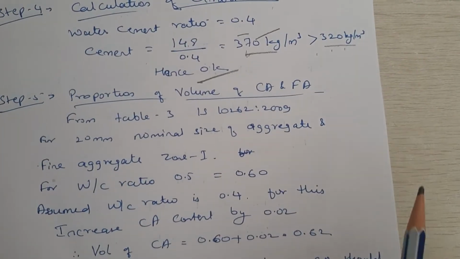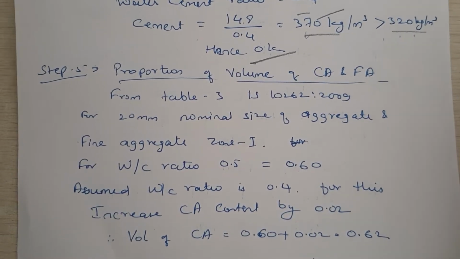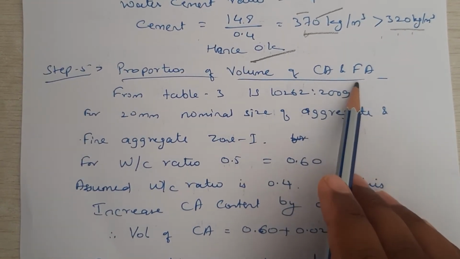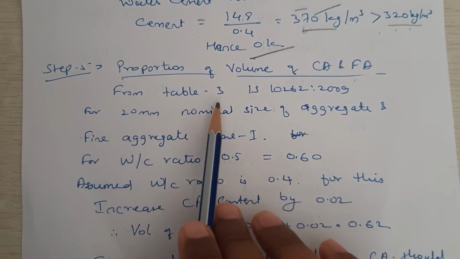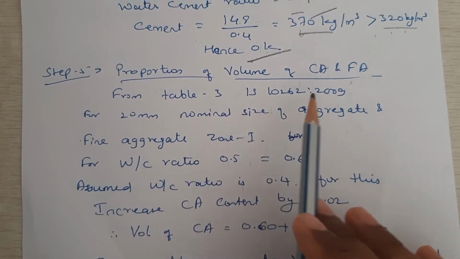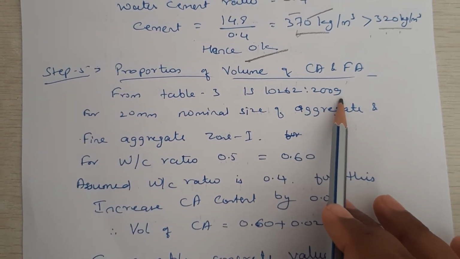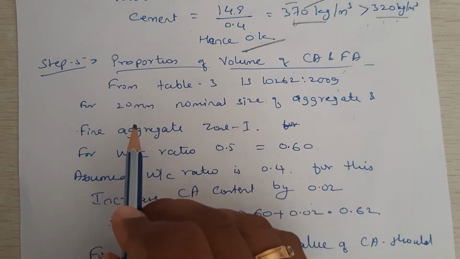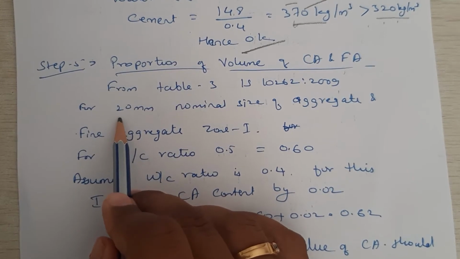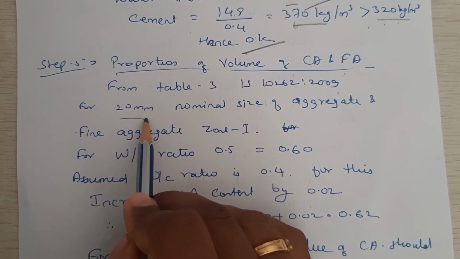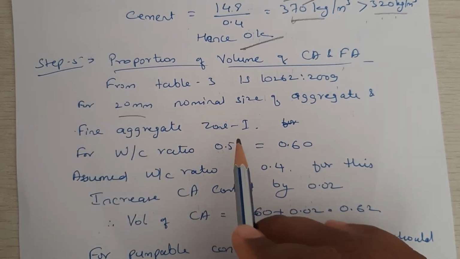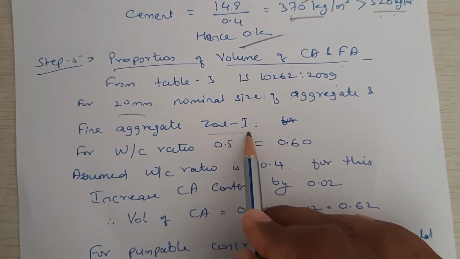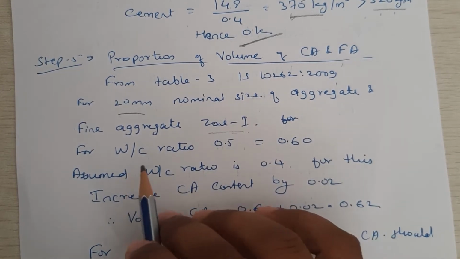So the next step is our proportion of the coarse aggregate and fine aggregate. So from table number 3 of IS 10262:2009, for 20 mm nominal size of the aggregate, we are going to see two conditions, that is the size of the aggregate we are using, that is 20 mm, and the zone of the fine aggregate. The zone of the fine aggregate is 1. So from these two we are going to calculate.